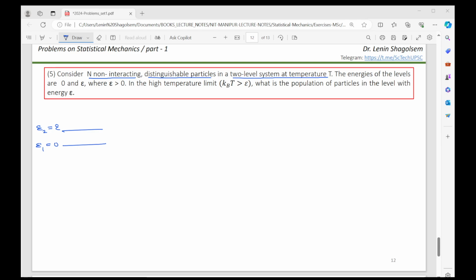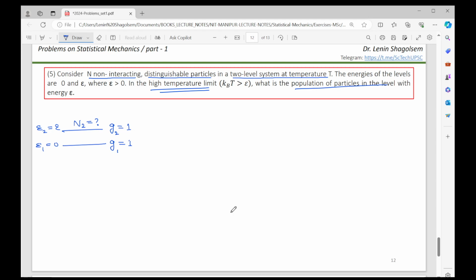Okay, in the high temperature limit. So now the new thing is the high temperature limit. So in the high temperature limit, what is the population of particles in the level with energy epsilon? So this is the one. So what is the population n2? Okay, so what is n2 here? So g1 is 1. Since they have not mentioned anything about the degeneracy, we assume that there is no degeneracy, and its value is 1. Okay, g1 as well as g2 is 1.